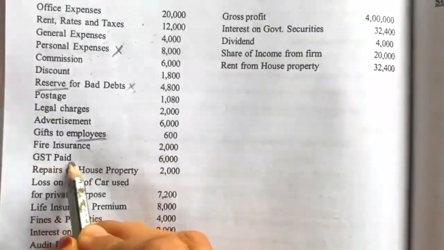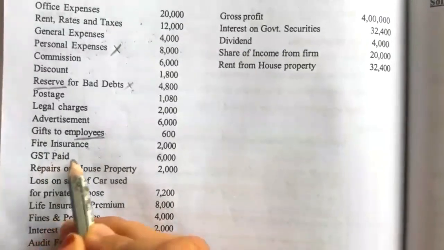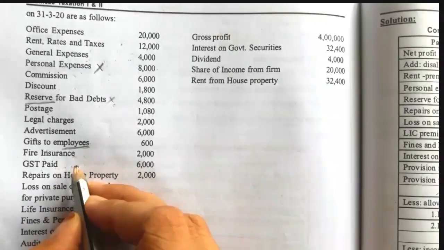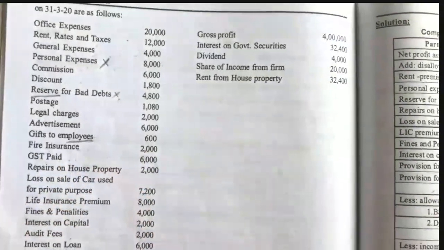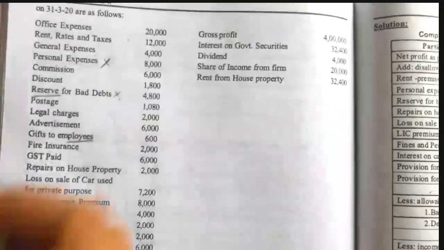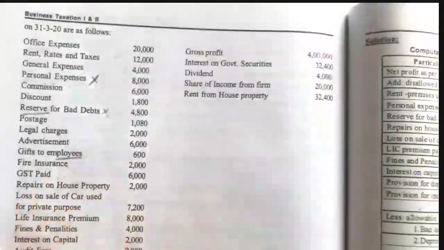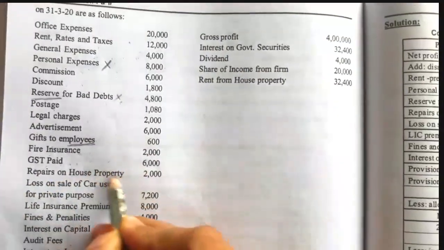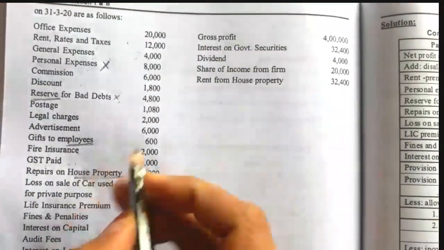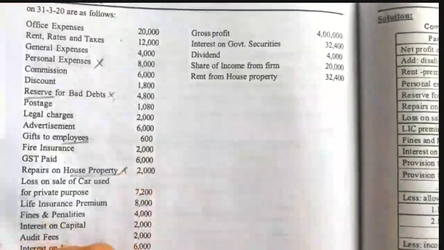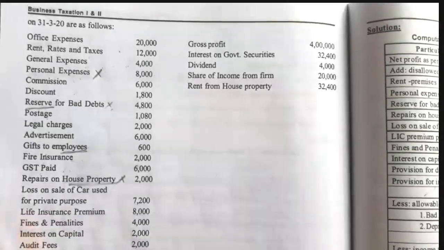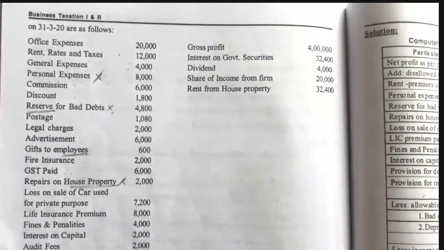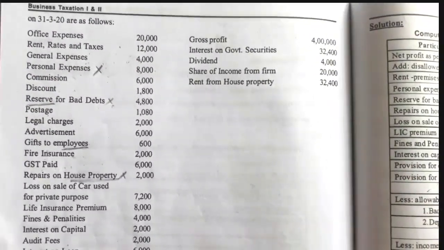GST paid is allowed. GST is a tax which is paid on goods and services, so it is relating to the trading activity of a business, so GST paid is allowed. Then repairs on house property. House property means it is disallowed. House property expenses are not relating to business, they are relating to house property. It should not be taken under the debit side of the profit and loss account.